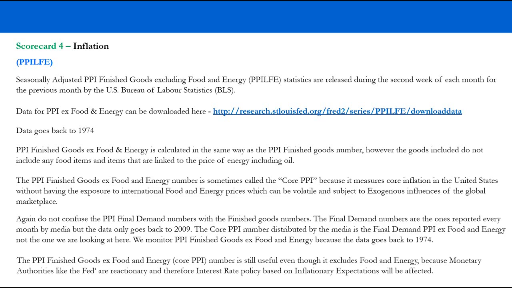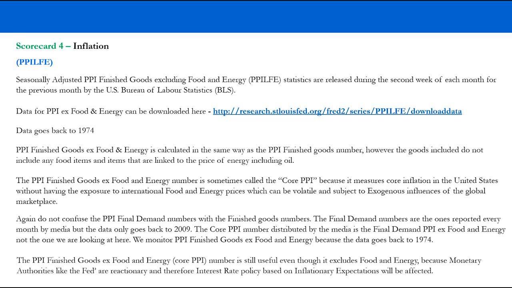And the PPI finished goods number, ex food and energy, is sometimes called the core PPI because it measures core inflation in the United States. So without having any exposure to international food and energy prices, which can obviously, as we've already seen, be volatile and subject to exogenous influences in the global marketplace.